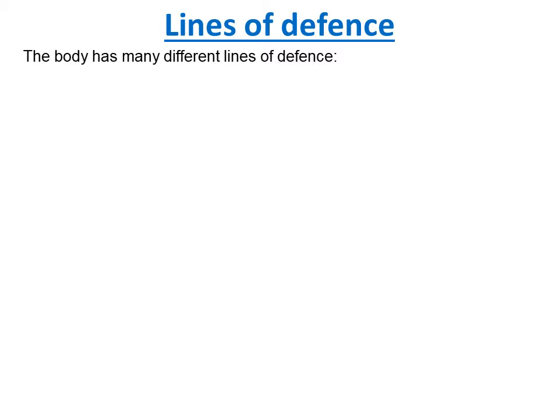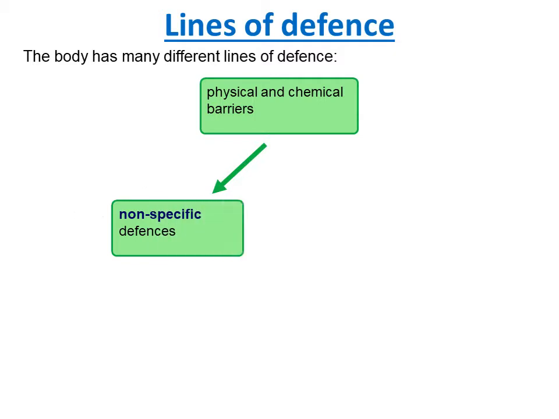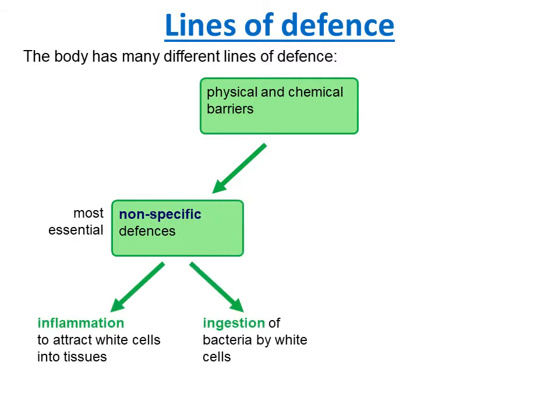So the body has to try and defend itself from getting microbes in the first place, and we have various different methods for doing that. We have physical and we have chemical barriers which prevent the pathogens entering the body. Now it's far better to prevent them getting in the first place than it is to deal with them once they're there. So the first half of our immune system is the non-specific defences.